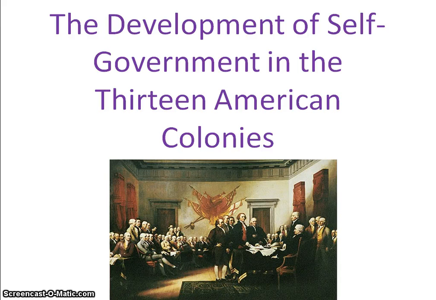All right, so this is one of the most important sets of notes that you're going to take throughout the year because it is about how we develop self-government in the 13 colonies and how that ends up leading towards the type of government that we have today in the United States.